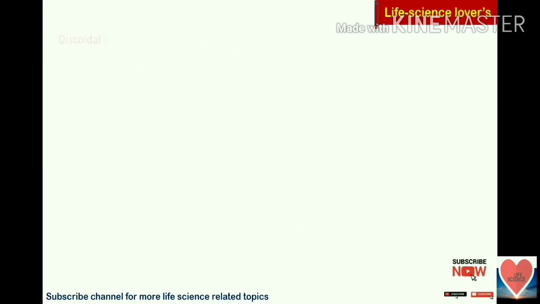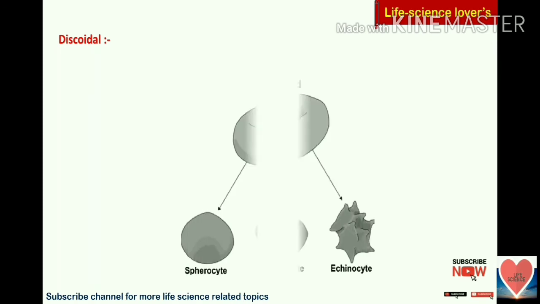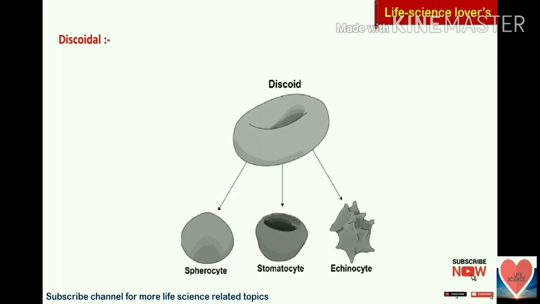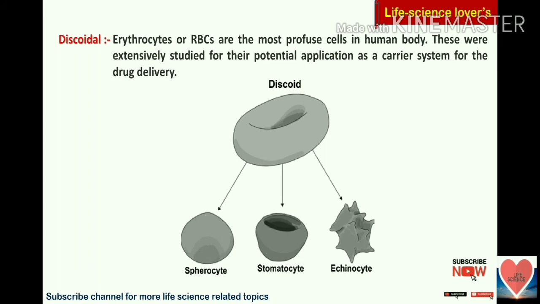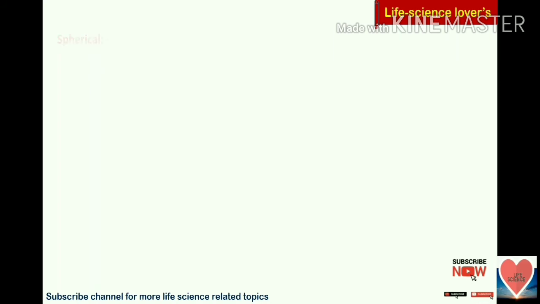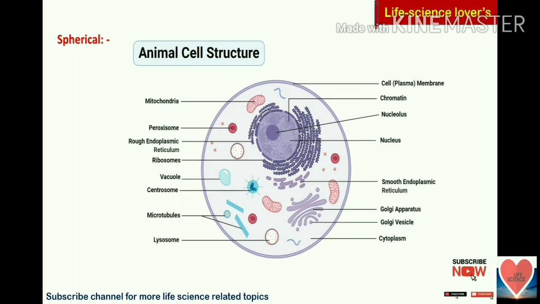Then the next shape is discoidal. Here examples are erythrocytes, and these are some types of erythrocytes. Erythrocytes, or RBCs, are the most profuse cells in the human body. These were extensively studied for their potential application as a carrier system for drug delivery. Then spherical. Spherical means what? It is the egg of many animals. This is a spherical shape, and it is mostly seen in the egg of any animal cells.